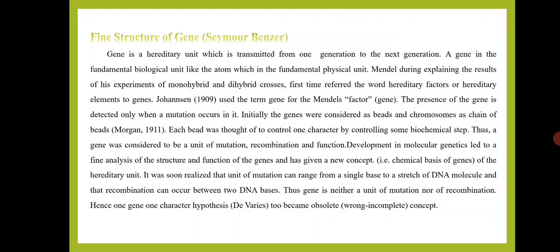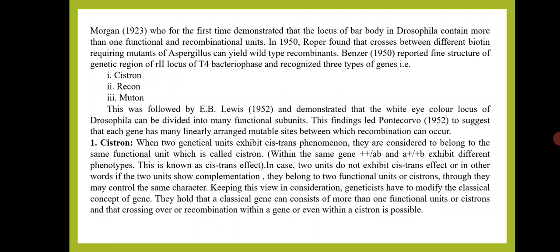Development in molecular genetics led to the fine analysis of the structure and function of the gene and has given a new concept in the chemical genes. In a single base stretch of the DNA molecule, recombination can occur between two bases. This gene is neither a unit of mutation nor of recombination. Hence, the one gene, one character hypothesis given by the Drosophila workers became obsolete or incomplete.